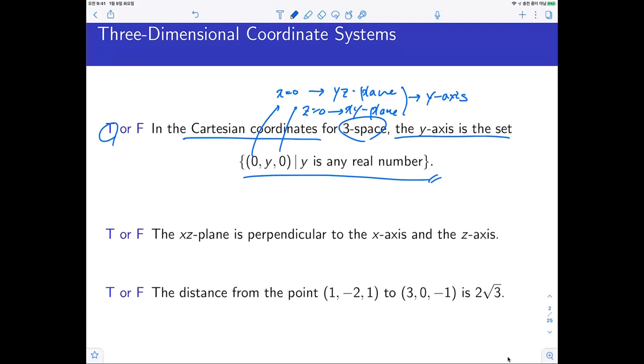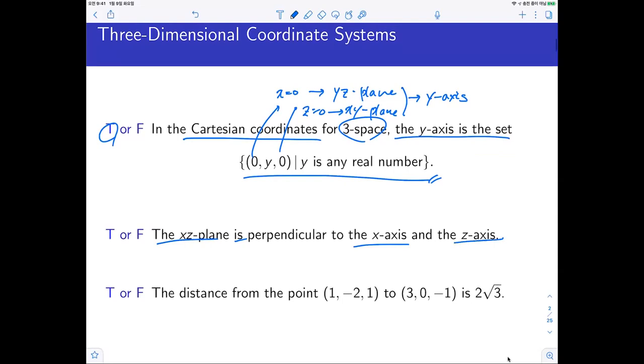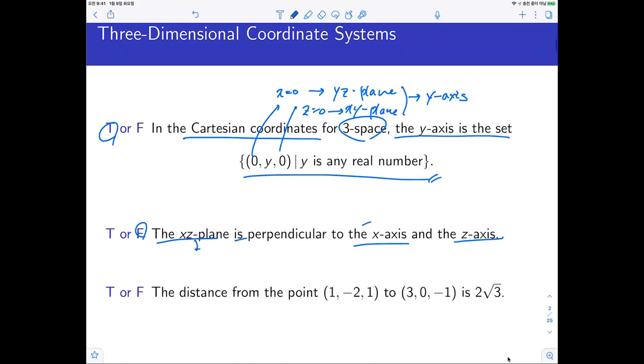Next, the xz plane is perpendicular to the x axis and z axis. Since the xz plane contains the x axis and z axis, this is false. Actually, the xz plane is perpendicular to the y axis.